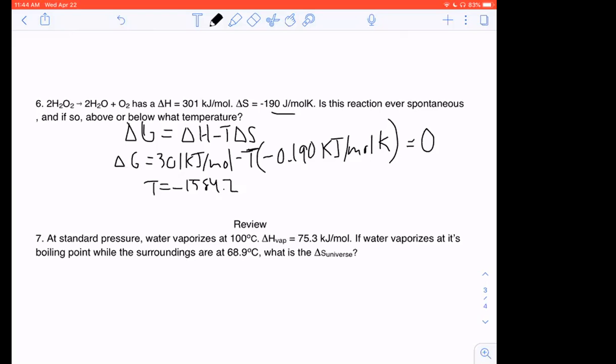Obviously, it can't do that. So this means it's going to be non-spontaneous always. If you ever solve for this and get a negative number, you know it's never going to be spontaneous. The other way you could think about this is to think back to that one table you were given. If delta H is positive and delta S is negative, it's always going to be non-spontaneous too.